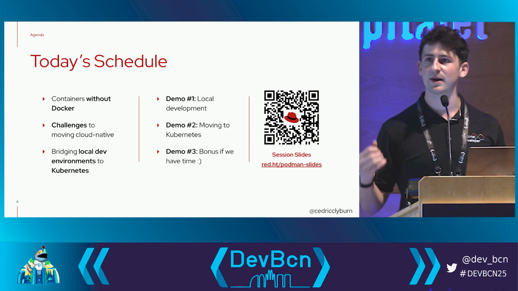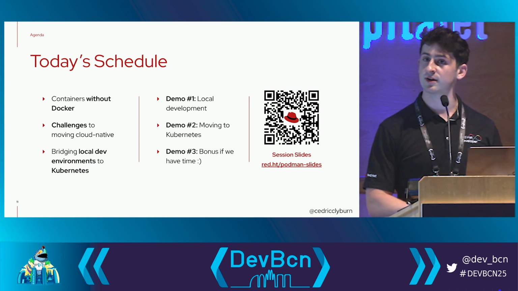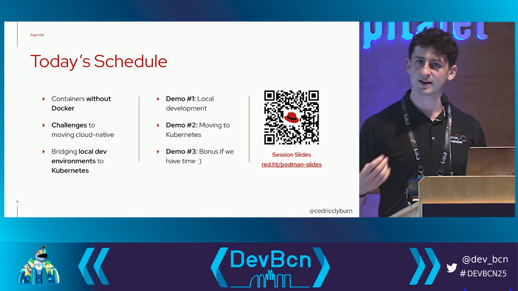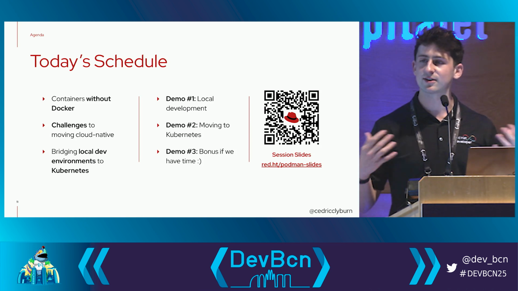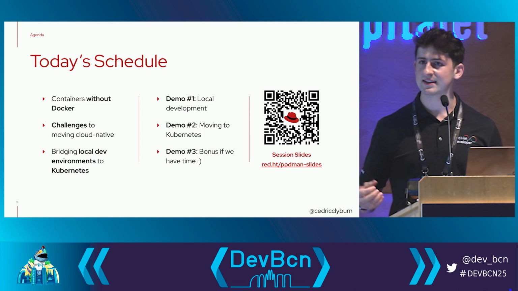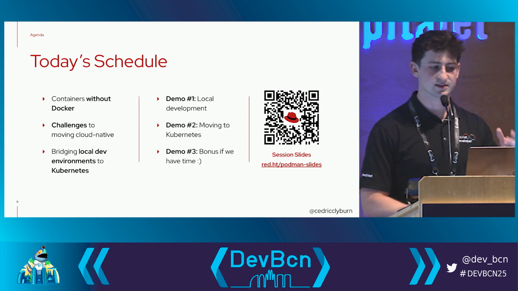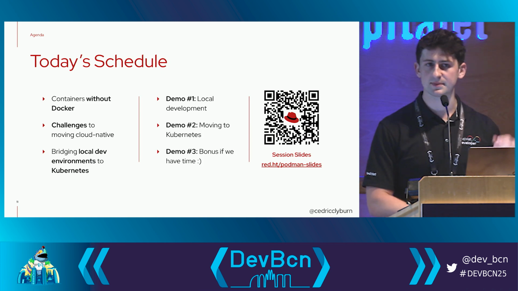And we're going to talk about, hey, yes, there is a possibility of running containers without Docker, and why would you do so? But we're also going to talk about the challenges in moving cloud native. I have a lot of experience working in Kubernetes, specifically OpenShift, and the ecosystem around that. And I will say that there are adoption challenges, but we're going to talk about how to make that easier as a developer and bridge the local to production adoption barrier.